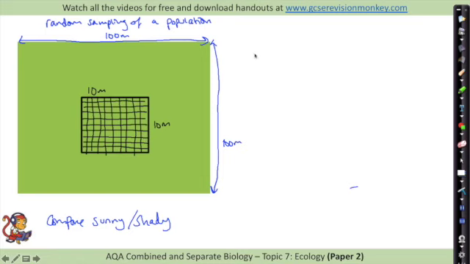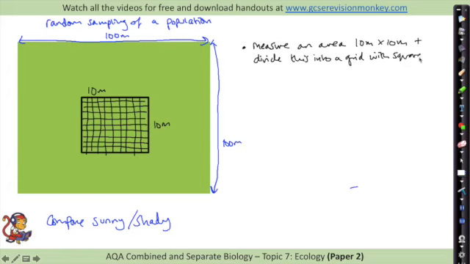So if we were to write a method for this, or start writing a method, we would first of all write that we would measure an area 10 by 10 metres and divide this up into a grid with squares of 1 metre by 1 metre.